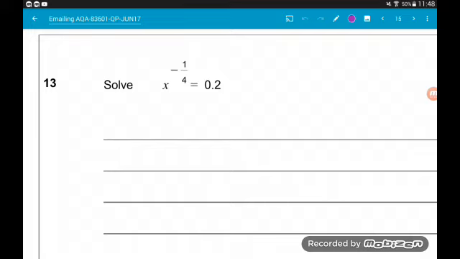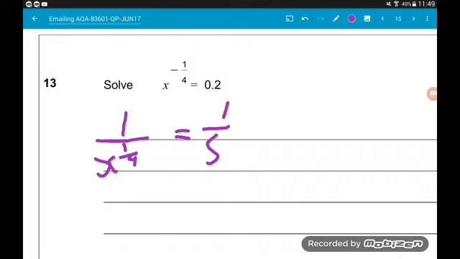Let's do this. So, question 13 wants us to solve x to the minus 1/4 is equal to 0.2. So, first of all, let's take care of that indice. X to the minus 1/4 means 1 over x to the 1/4. Now, 0.2 is the same as 1/5.